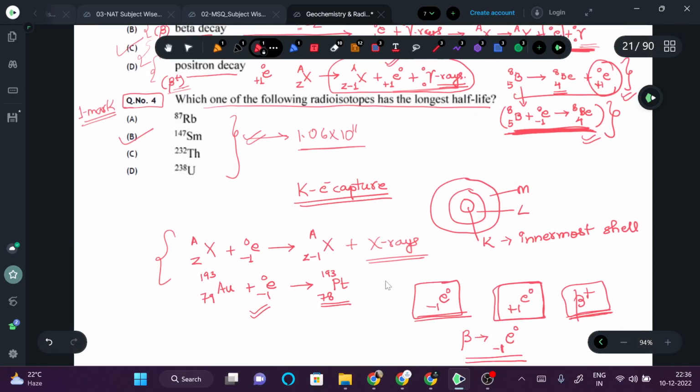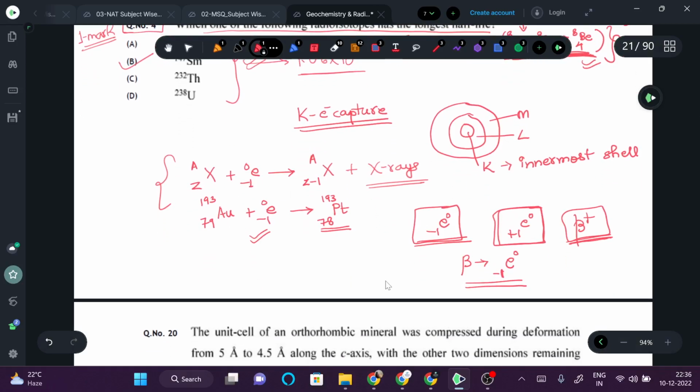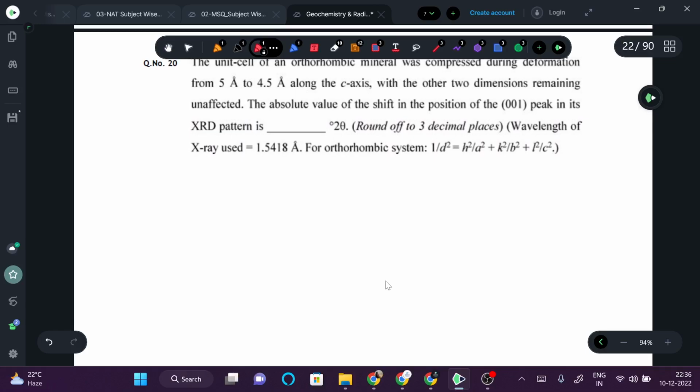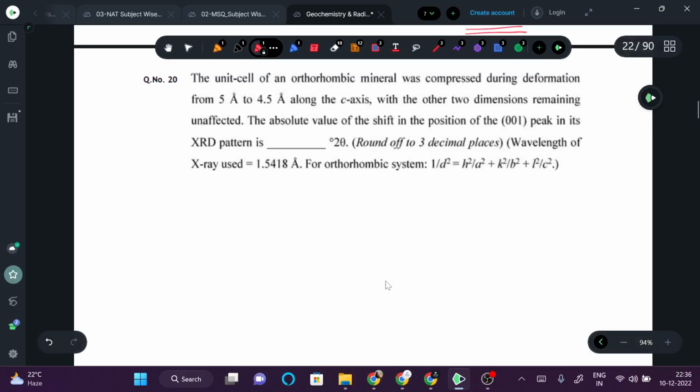So now even if they have asked this in 2 marks, it's a pretty simple question. You just go through that table that I will provide, and from there you can get these questions right. You have to remember these. You don't have any other option. You have to remember the half-lives and applications and the rocks in which they are found. Okay.